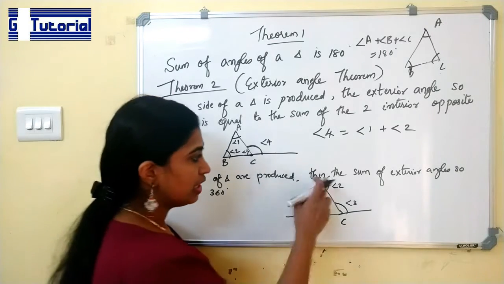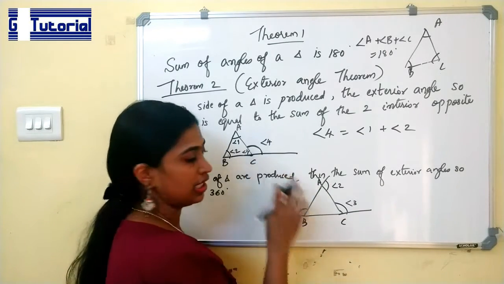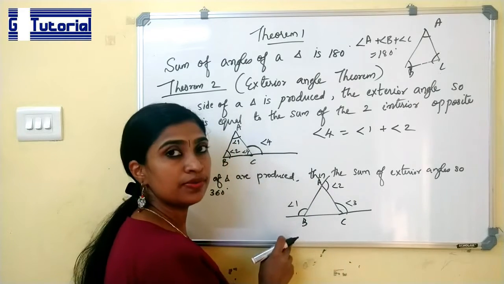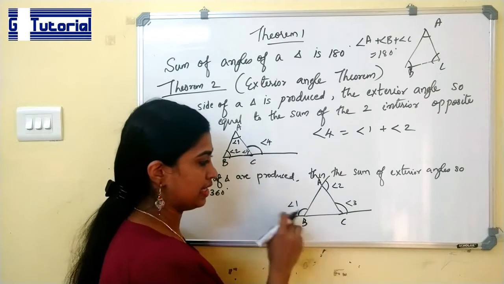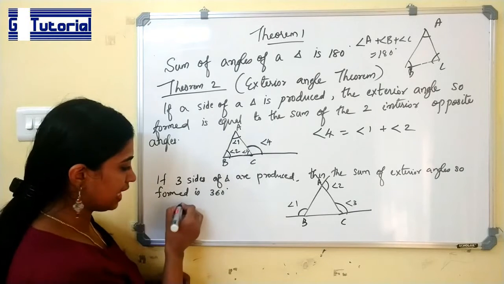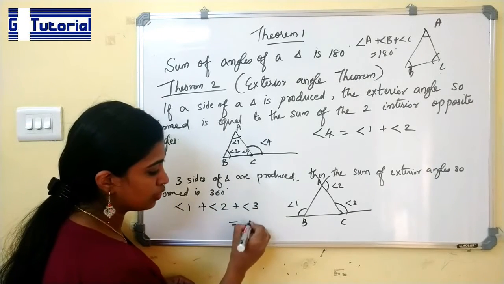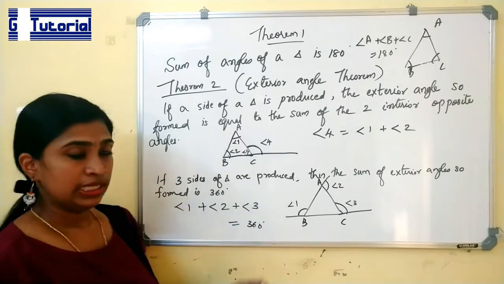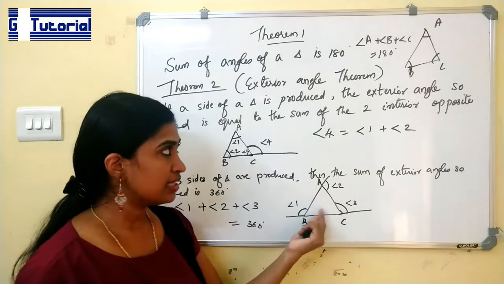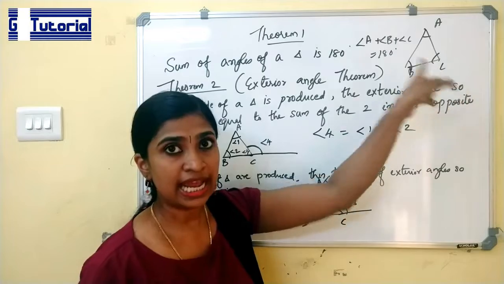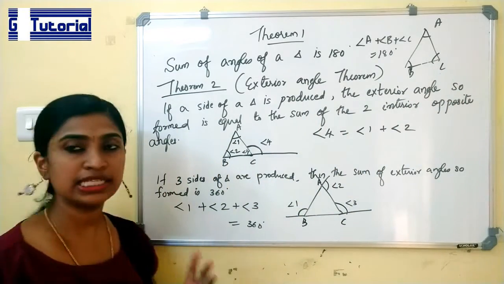That is, here I have produced only one side. If the three sides are produced, then we will get three exterior angles. The sum of all the three exterior angles, angle 1 plus angle 2 plus angle 3, will be equal to 360 degree. Sum of interior angle is equal to 180 degree for a triangle and the sum of exterior angle is equal to 360 degree.